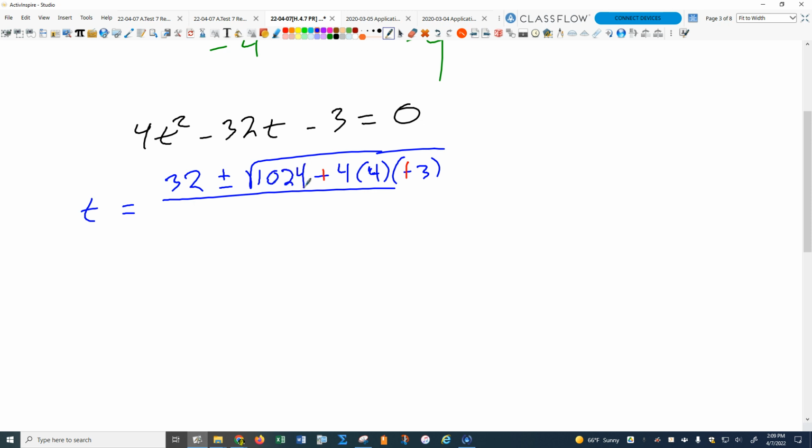Okay. And then that's all going to be over 2 times 4, so it's all over 8. Everybody agree? Okay, so I get 32 plus or minus the square root of 1024 plus 48, which is going to be 1072.